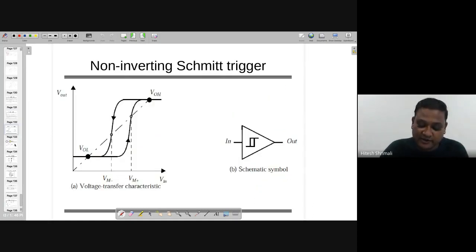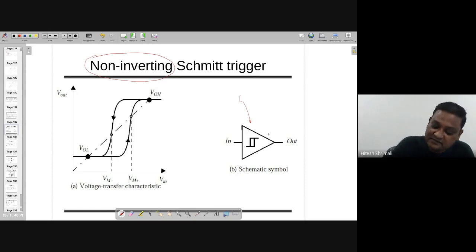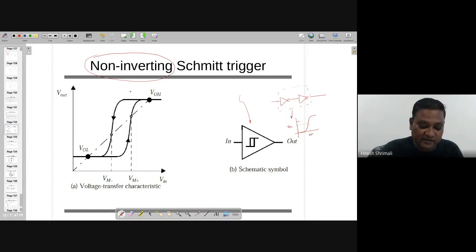Okay, so let's understand this particular device as a non-inverting Schmitt trigger. By the way, this is not an inverter. Inside this particular thing, you might have two inverters back to back, but I have designed it in such a way that the switching threshold voltage is not Vm. It's not exactly the midpoint Vm, but it's like this, as shown over here, so that Vm plus and Vm minus will be there, right?